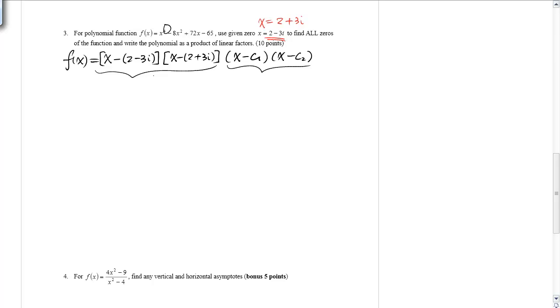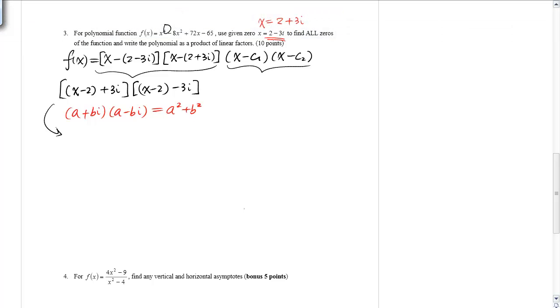To find the product of these two, we write them as x minus 2 plus 3i multiplied by x minus 2 minus 3i. Because we know that a plus bi multiplied by a minus bi simply equals a squared plus b squared, this equals x minus 2 squared plus 3 squared, which equals x squared minus 4x plus 4 plus 9, which equals x squared minus 4x plus 13.